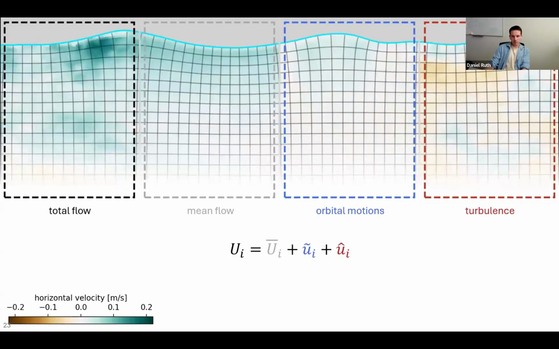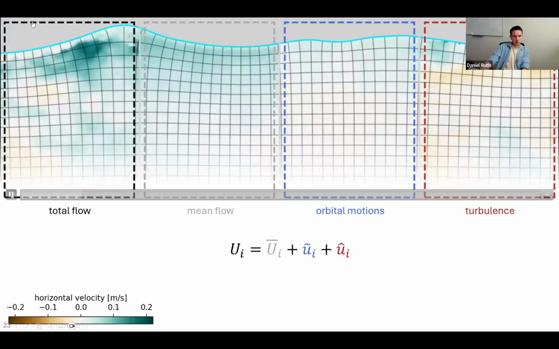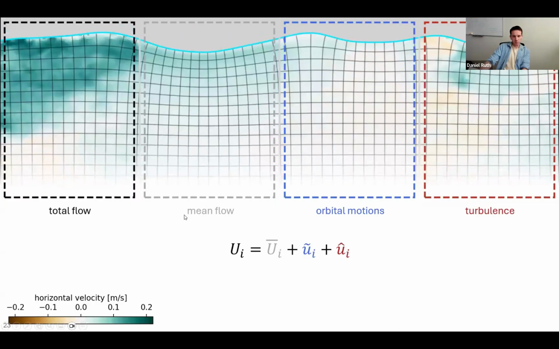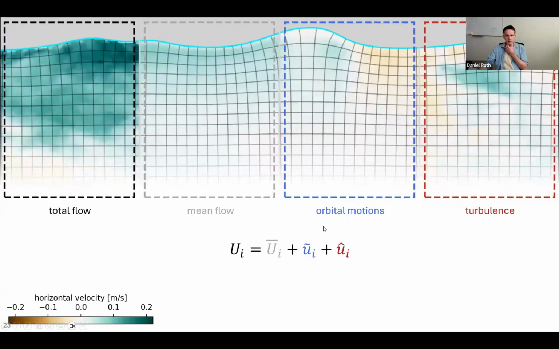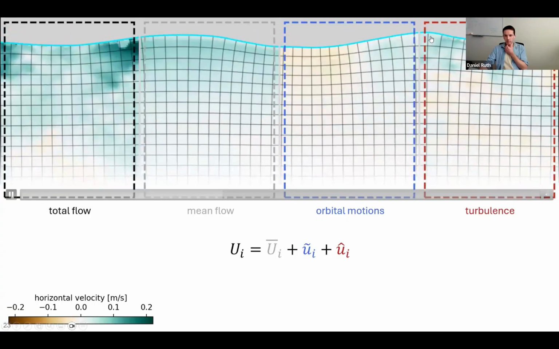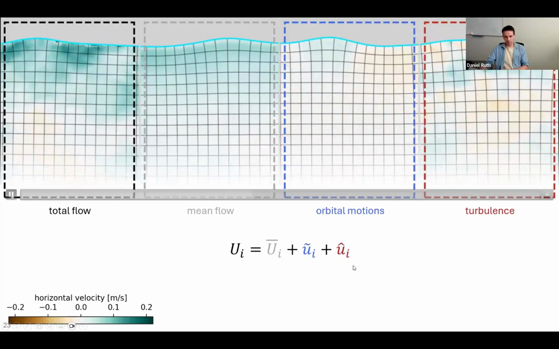But having done that, we can now perform the triple decomposition, where we're taking the total flow, which is shown on the left here, decomposing it into a mean flow, which is varying just in depth, orbital motions, which are again coherent with the waves, and finally the turbulence, which is the leftover part.